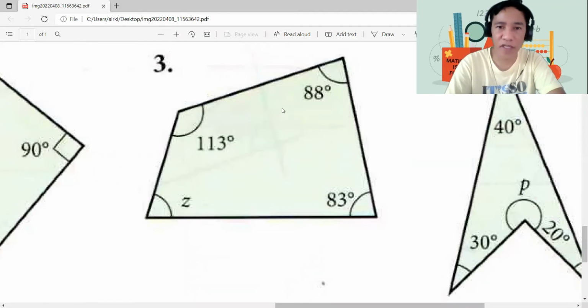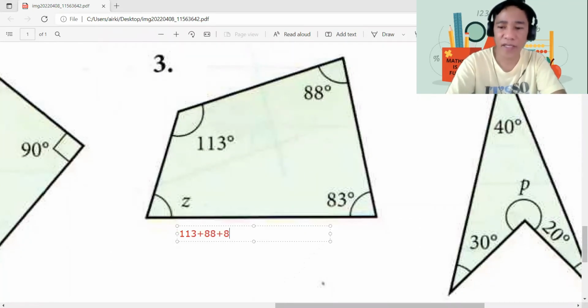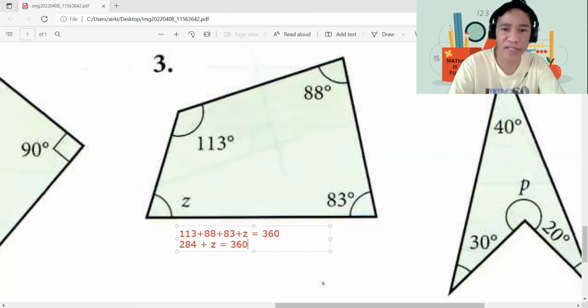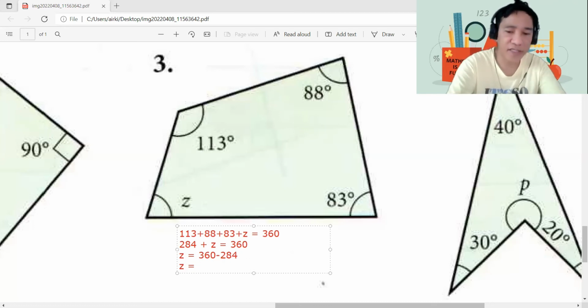For the third example, still a quadrilateral, but we have to find the value of z. For the same process, add 113 plus 88 plus 83 plus z, that is equal to 360 degrees. So when you add 113 plus 88 plus 83, that is equal to 284, plus z is equal to 360 degrees. So again, move 284 to the right side and change the sign. So z is equal to 360 minus 284, and the answer is 76 degrees. So angle z here is 76 degrees.